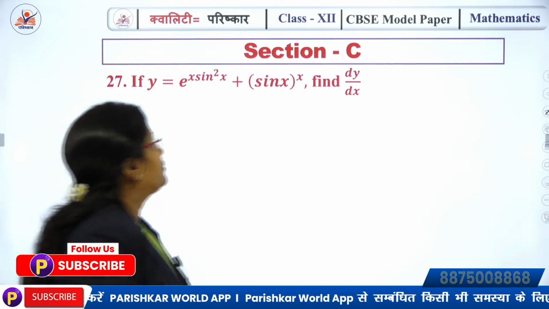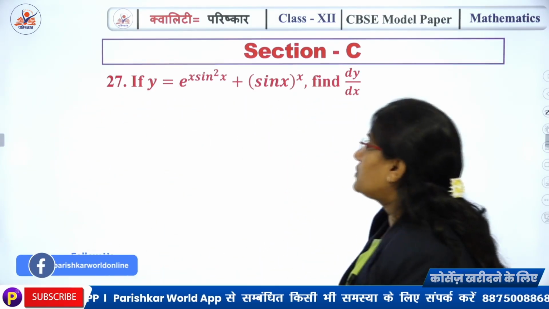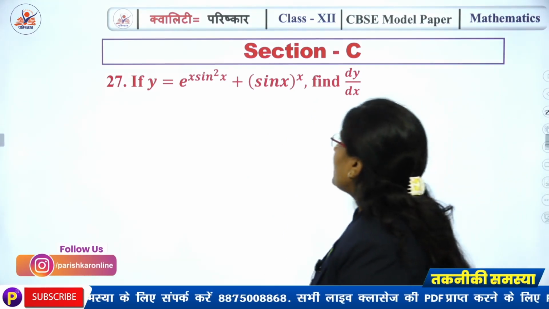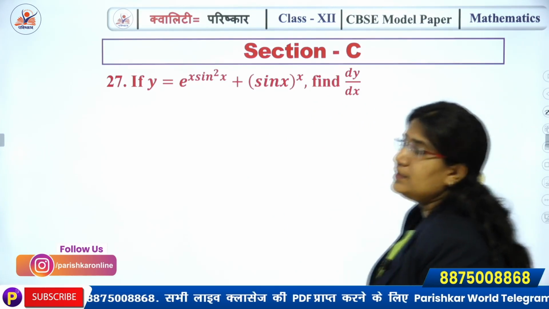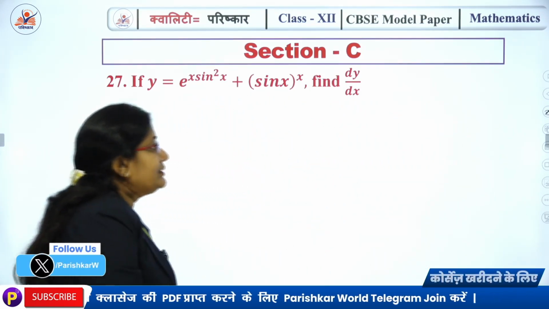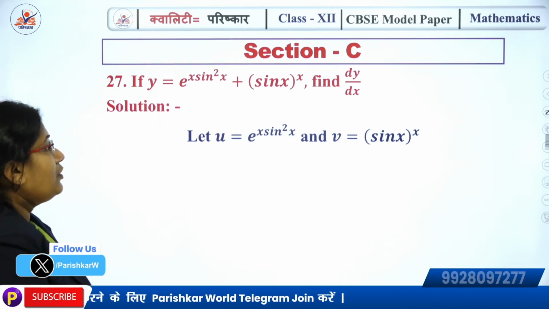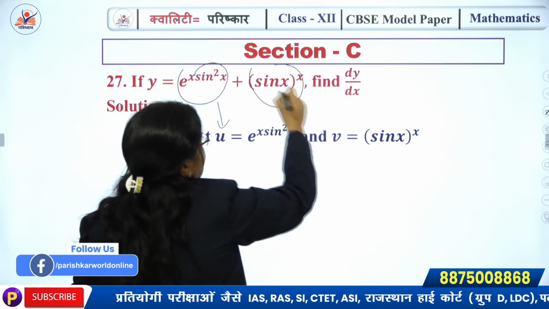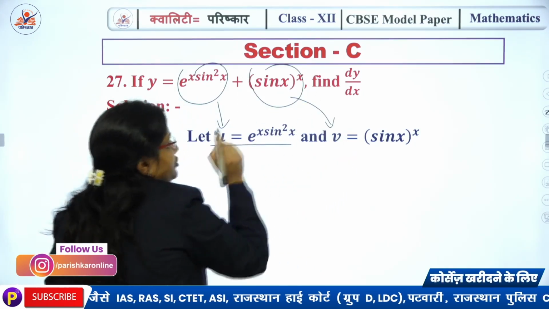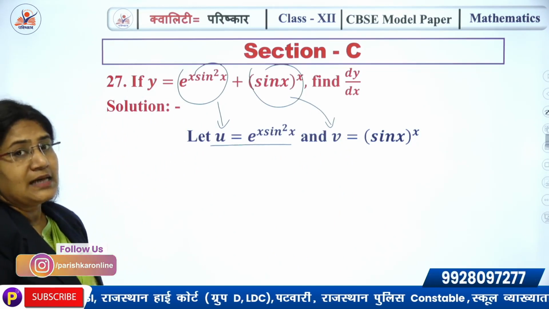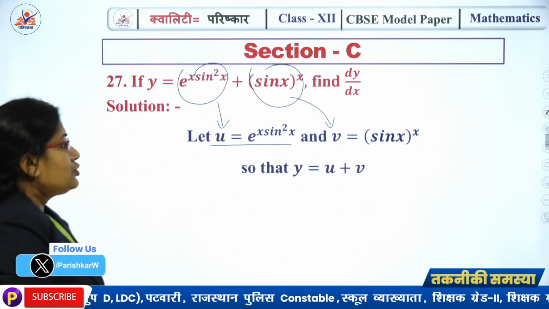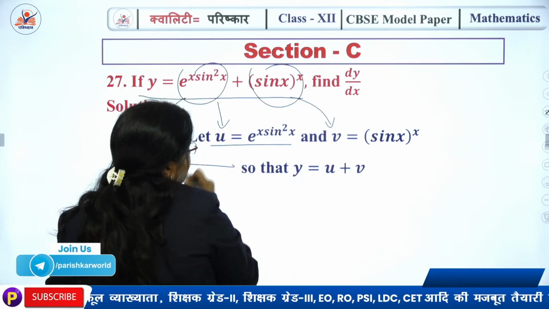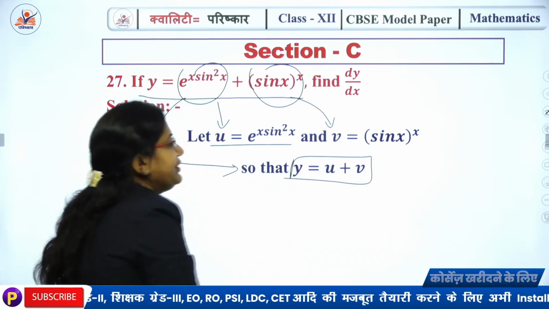Now let's come to the next question. If y is equal to e raised to the power x sin square x plus (sin x) to the power x, then what is the value of dy by dx? Let's see, students. First of all, we'll let the first function be u and the second function be v. Let u equal e raised to the power x sin square x and v equal (sin x) to the power x, so that the equation is converted into y equal to u plus v.